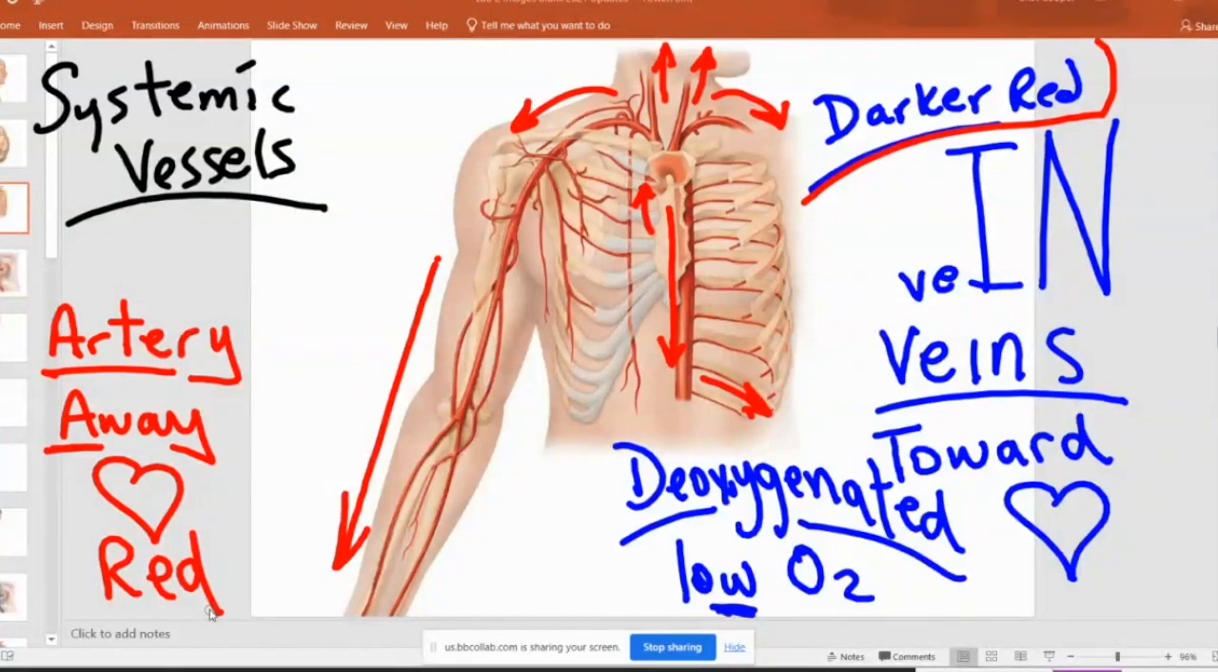the video, because there are a couple of arteries in the body that are the wrong color. There's a couple of veins in the body that are the wrong color. Next time, I'm going to explain that. But it's none of the ones we see today. Today, they're all systemic. They're all normal. They're going to be the color you expect them to be.